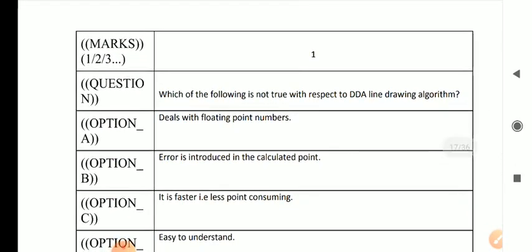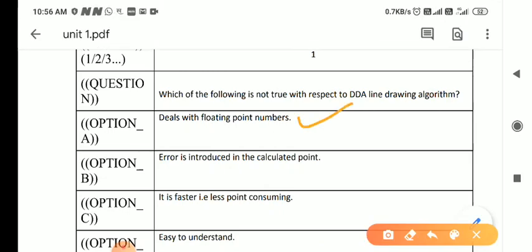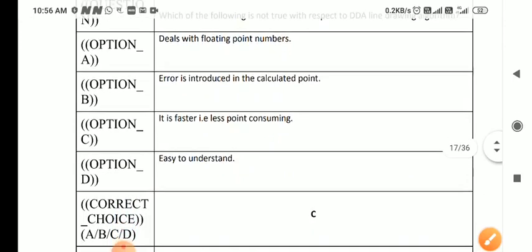Which of the following is not true with respect to the DDA line drawing algorithm? The first one deals with floating point numbers. We know that this is true. Then error is introduced in calculated point. Okay, this can be true. It is faster, that is, less time consuming. So this is false, because we know that it is a floating point calculation, so it requires time. So this is not faster. And the last one, easy to understand. This is true. So the answer is C.